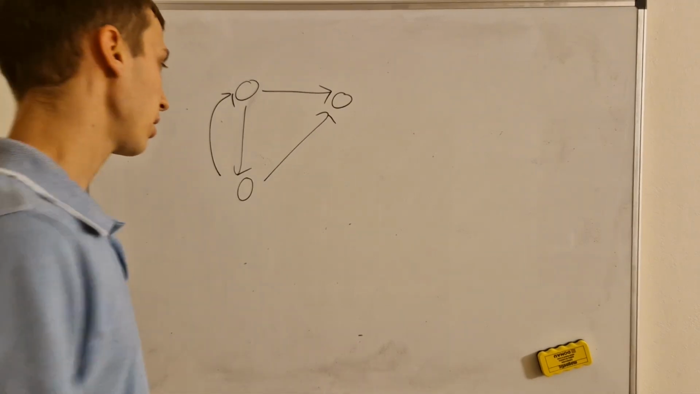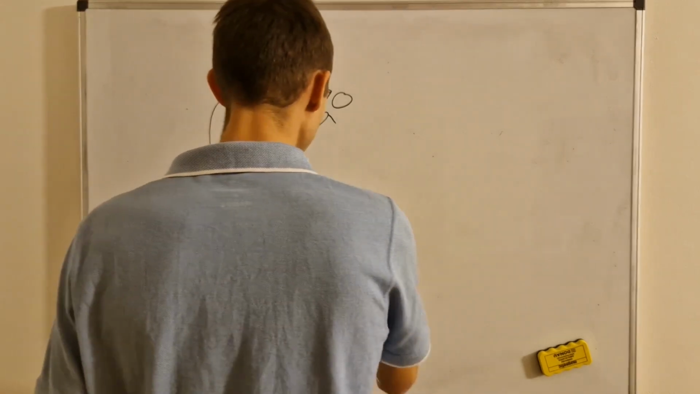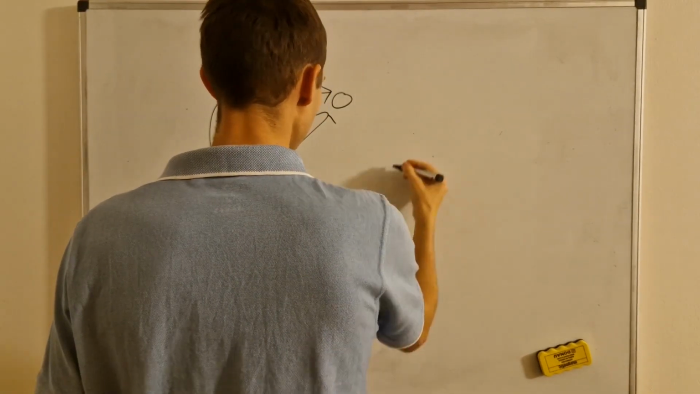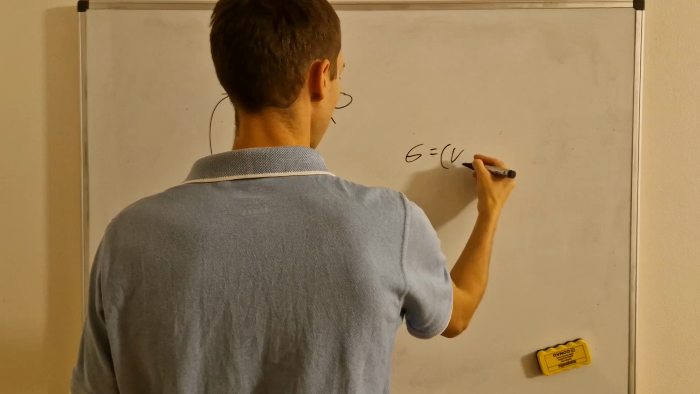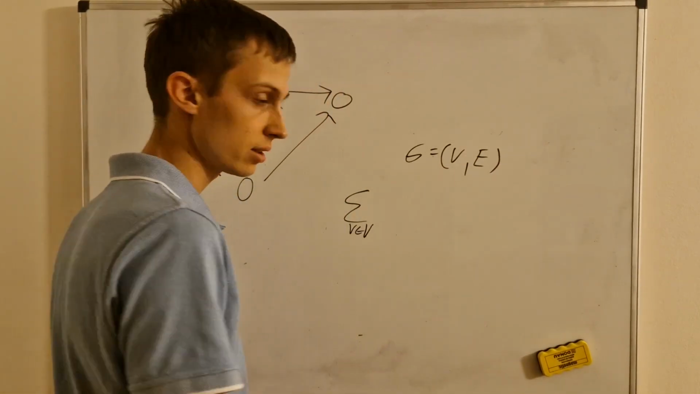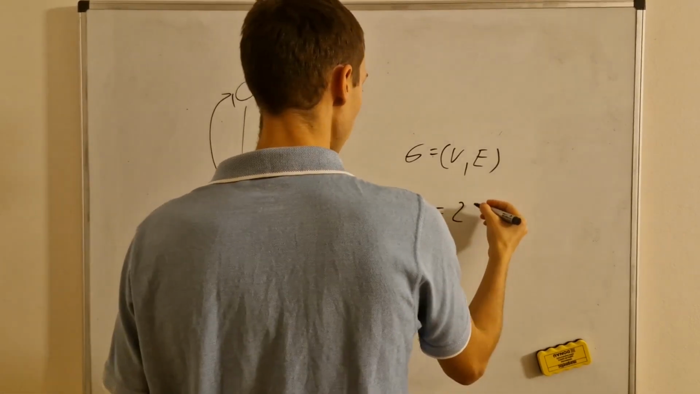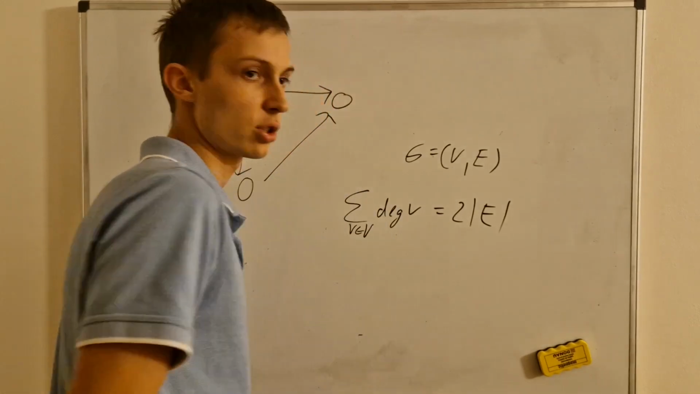We know this interesting theorem from graphs in general, undirected, which says that for some graph G with vertex set V and edge set E, if you add all the vertices' degrees together, you will get double the magnitude of the edge set.